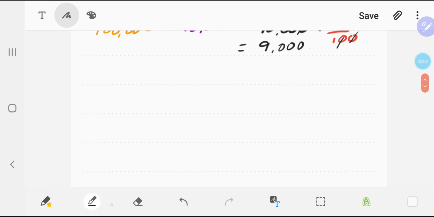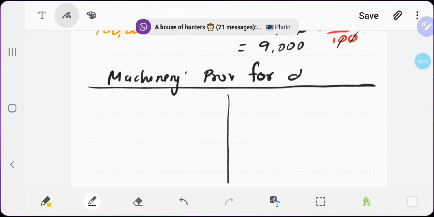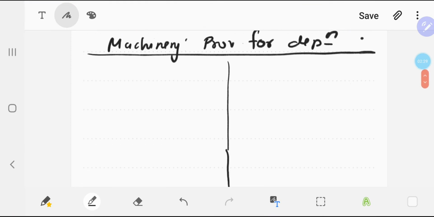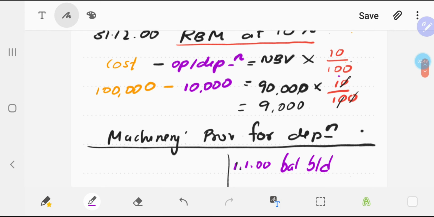Now, how are we going to post these entries to the ledger? Now, this is a T account. You are preparing for machinery provision for depreciation, and then you're preparing it for the year 2000. First, you enter the opening depreciation. And why are you entering it on the credit side? Provisions usually have a credit balance. So whenever you enter an opening balance, you write it as balance brought down, and the value is 10,000.